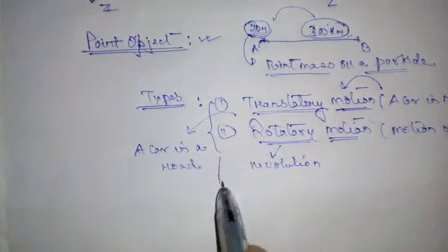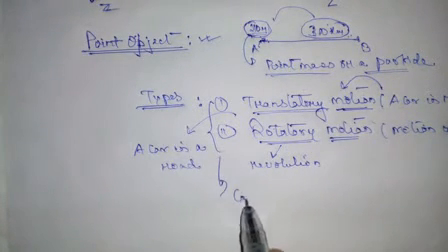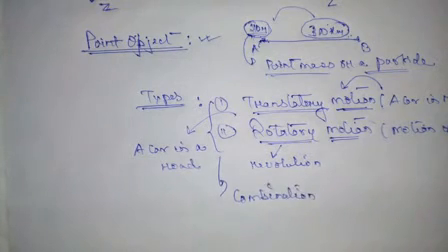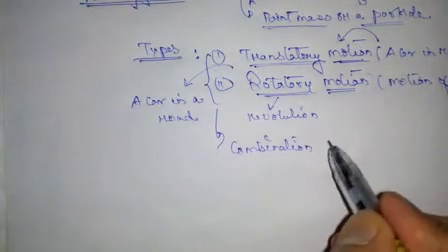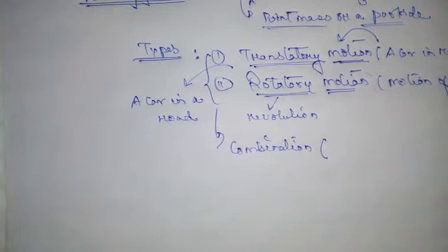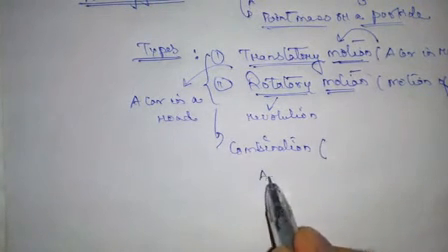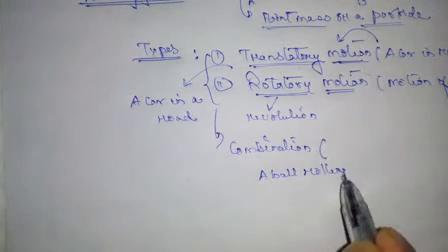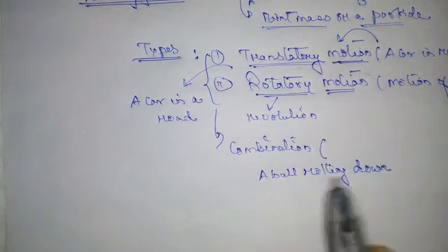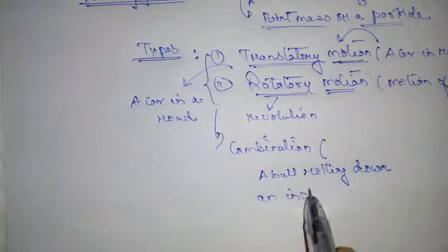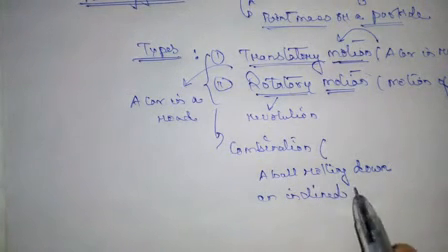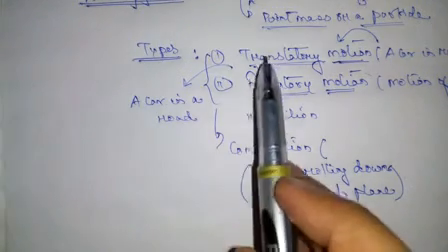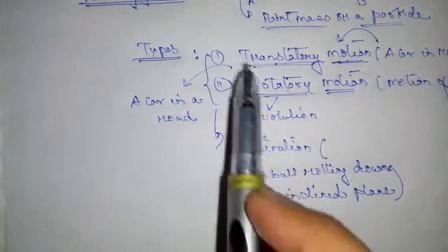Again, the combination of the two is also possible. A combination example, say a ball rolling down an inclined plane. This is your example of both translatory motion and rotatory motion.